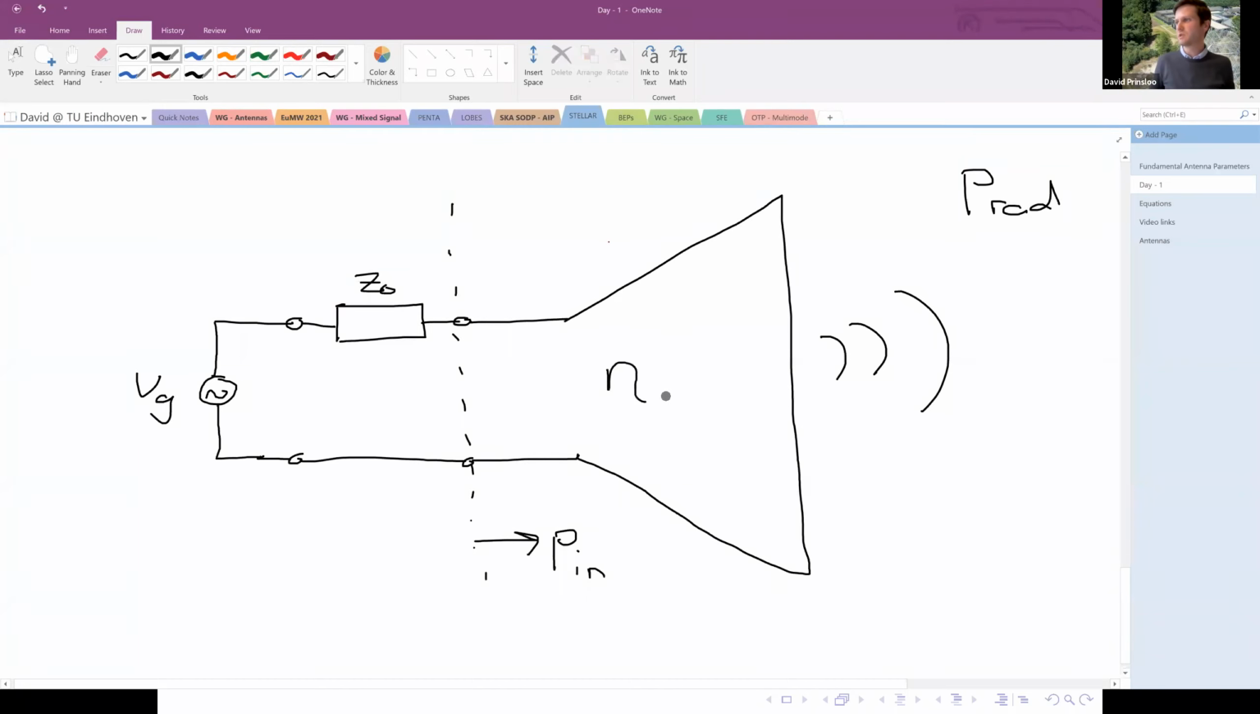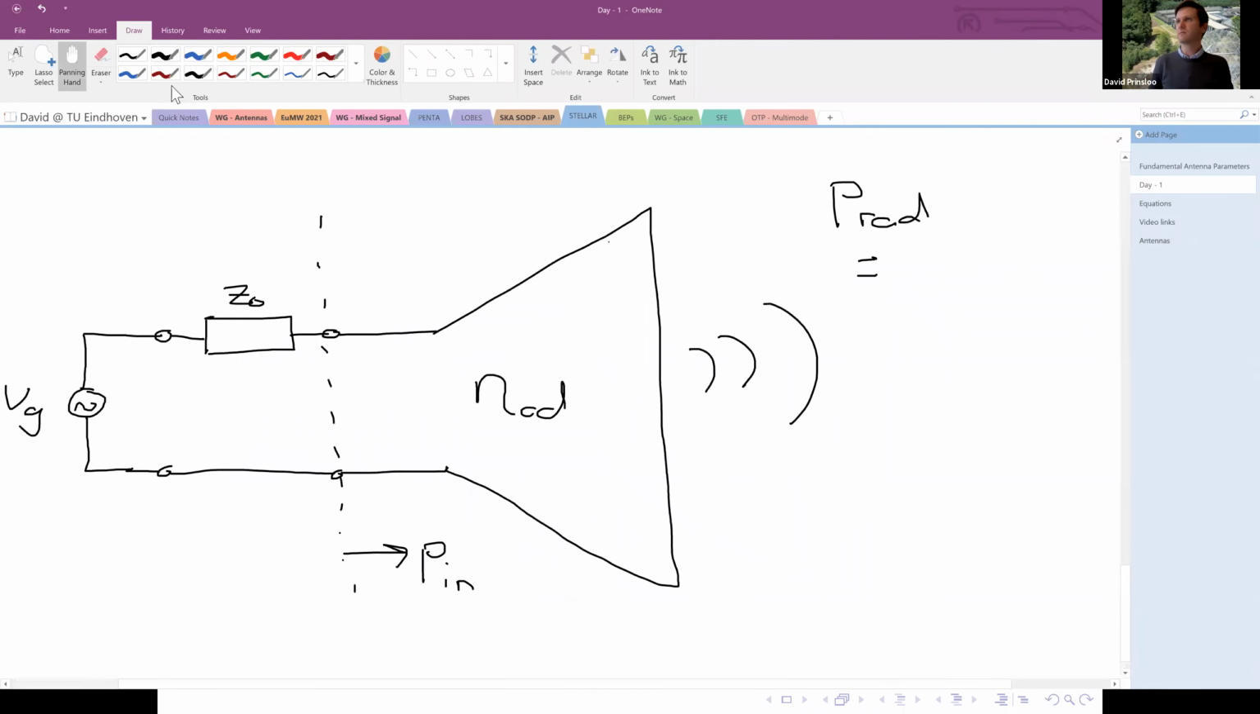And this we call some type of efficiency, the conductive or dielectric efficiencies. Our antenna is made of some material, and this is never ideal. You always have some type of conduction losses or dielectric losses, depending on how you realize the antenna. This results in the radiated power being equal to this conduction efficiency multiplied by the input power. And this efficiency is obviously smaller than or equal to 1, but it's actually never equal to 1 because there are always some losses.